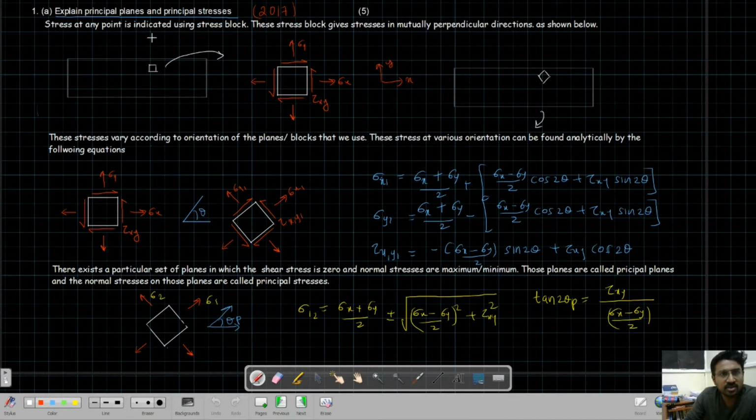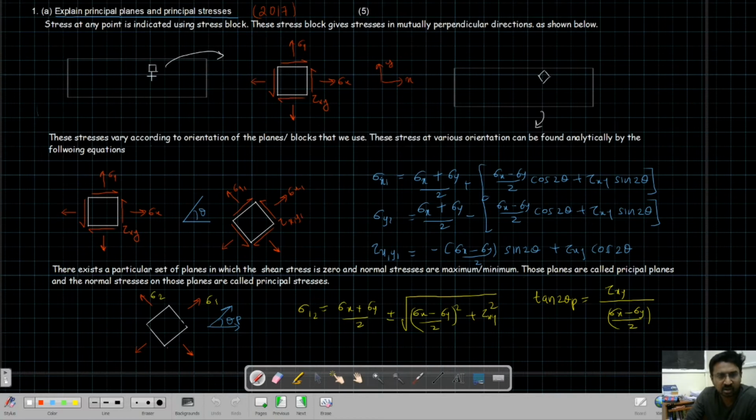Stress at any point is indicated using a stress block. Normally we indicate stresses at any point using a stress block. Stress block can be 3D or 2D. We are dealing with only the 2D stress block. It gives stresses in mutually perpendicular directions. So basically it is giving you stresses at the point in two mutually perpendicular directions. So it is indicated like this: sigma x is the stress in x direction, sigma y is the stress in y direction, and we have a shear stress.